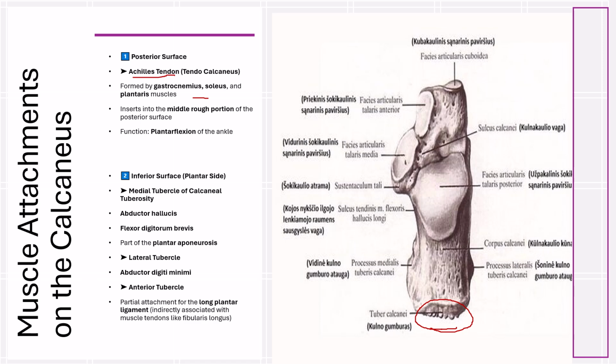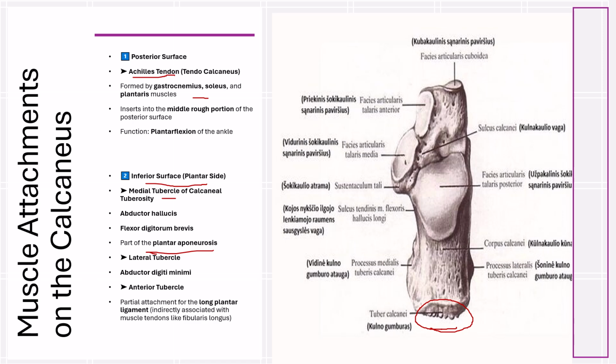When we talk about the inferior surface, in this image we can't see the inferior surface of the plantar side. In the inferior surface we have the medial tubercle of the calcaneal tuberosity, as we have seen in our previous slide, and below that there is the place from where the abductor hallucis and the flexor digitorum brevis muscles attach, and this is the plantar part of the plantar aponeurosis.